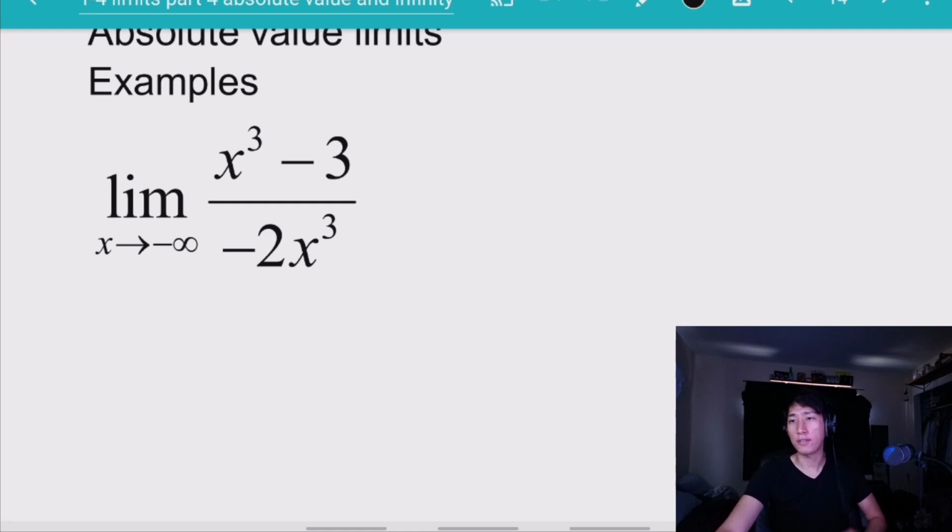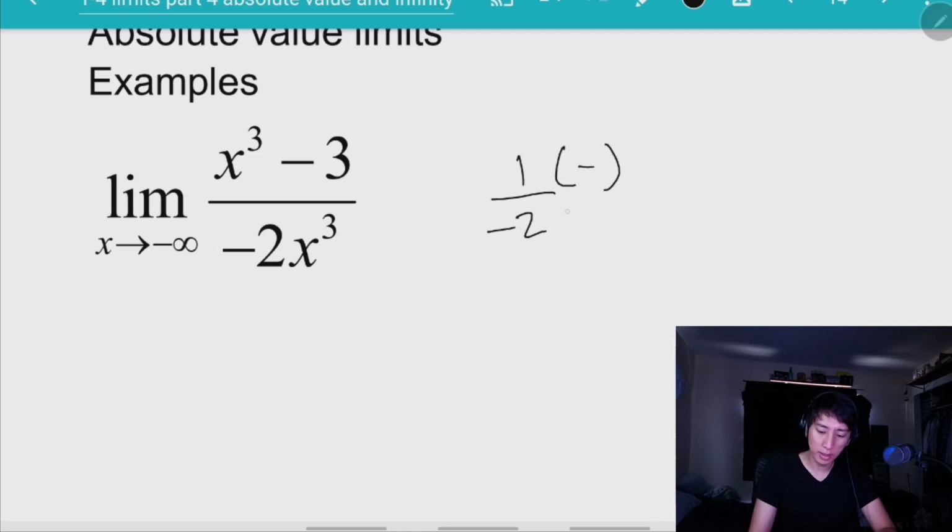Yeah, negative half or 1 over negative 2. Doesn't really matter. Basically, it's your third rule. Your top and bottom power are the same, so you're going to be left with 1 over negative 2. And then when you take x to the third as a negative, it's going to be a negative number. Then we have a negative number on top divided by a negative times a negative, which is a positive number, so you're left with a negative number.